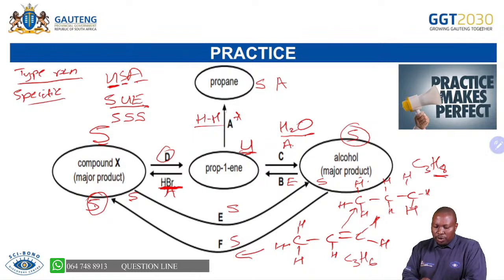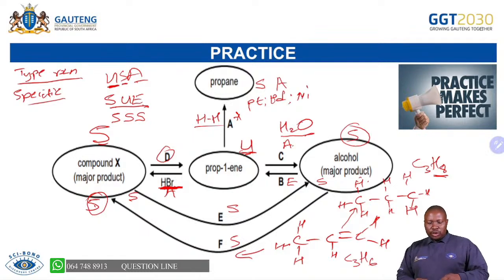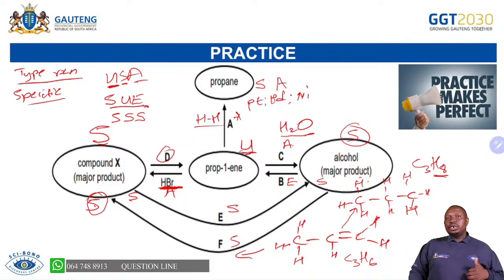I'm emphasizing that to say always know. For example, when you are adding hydrogens, the catalyst or the reaction condition is platinum, palladium, or nickel. You can write any of those. So you must know all of them, and it will help you. Remember, when you add HBr, hydrohalogenation, no water must be present. No water must be present when you are adding HBr.